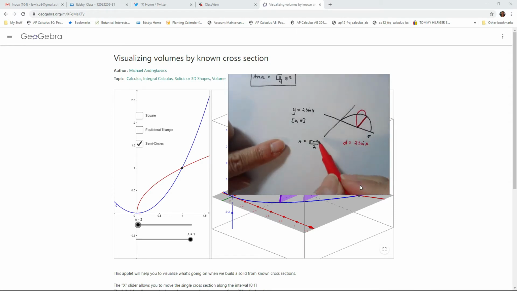But we need a radius. I need to get rid of this r, and I need to change it in terms of x, because I need A of x.